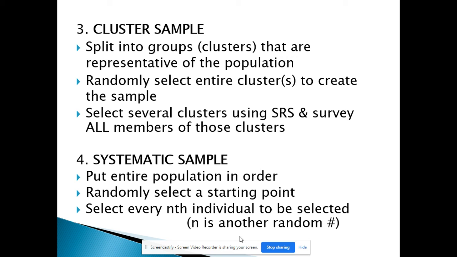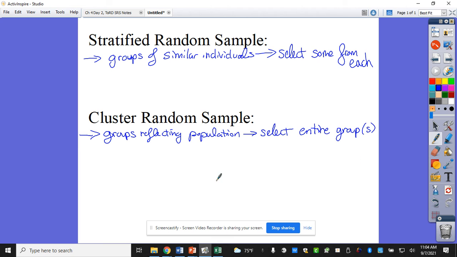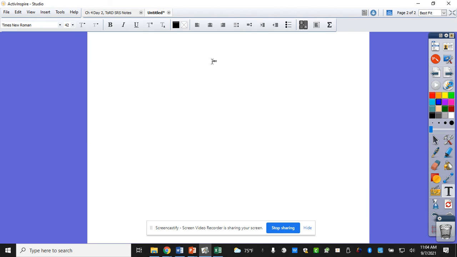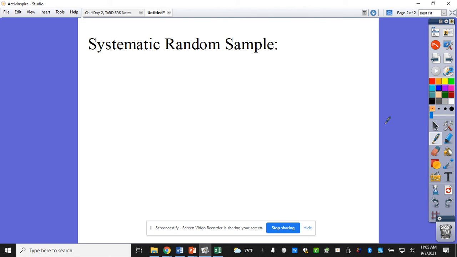I would shorthand this. Let's shorthand this together. And again, this is another random sample. You don't have to write the word random, but I always have people who, because I didn't write it the first time, think that it's not random anymore. So they're placed in order. And then you find a random start. And then a random interval to select.